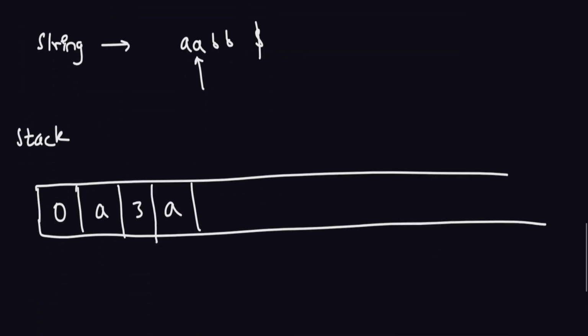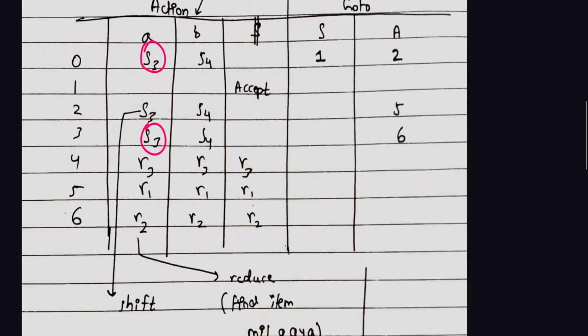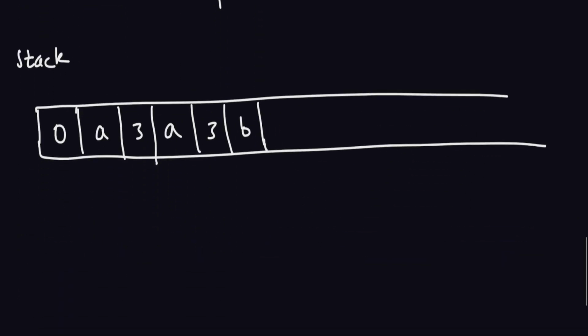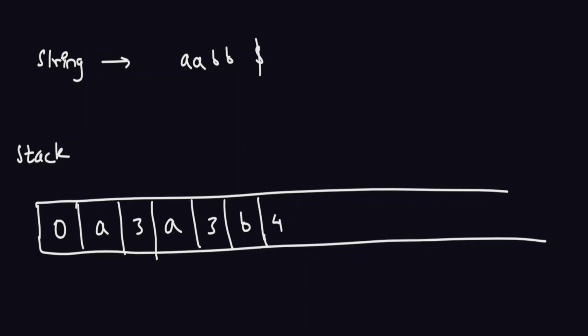We will do one more shift. In shift, first we put the state and then we put the string. But before pushing the string, we move to the next pointer, and this next pointer has B, so B goes into the stack. Now we check what happens to B when it is at state 3. When B is at state 3, we do shift 4. First 4 will be pushed into the stack, we move the pointer, and this character B is also pushed into the stack.